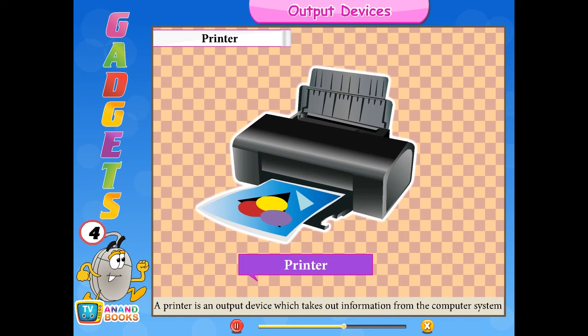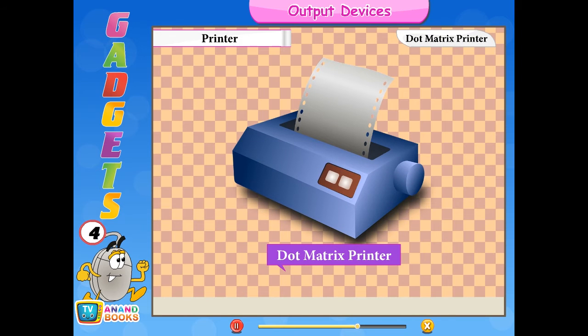Printer. A printer is an output device which takes out information from the computer system on a sheet of paper. The sheet of paper with the information printed on it is called the printout. Printouts are also referred to as the hard copy of the information. Some commonly used printers are discussed below. Dot matrix printer. A dot matrix printer prints characters by striking pins against an ink ribbon. Each pin makes a dot and the combination of dots forms a character. These printers are slow and noisy.